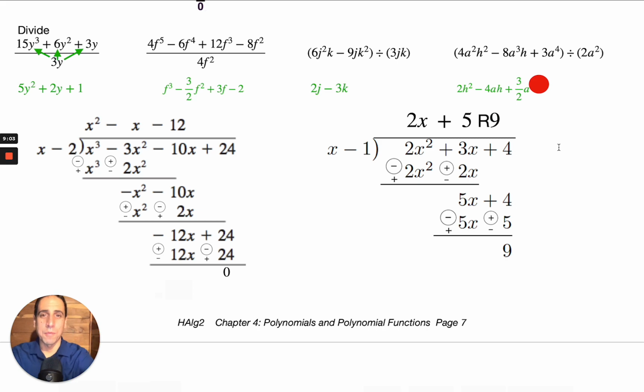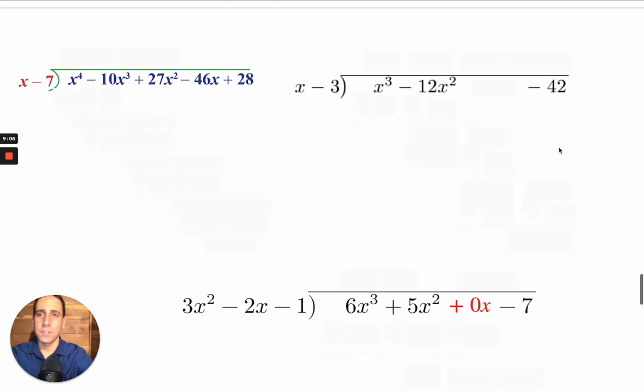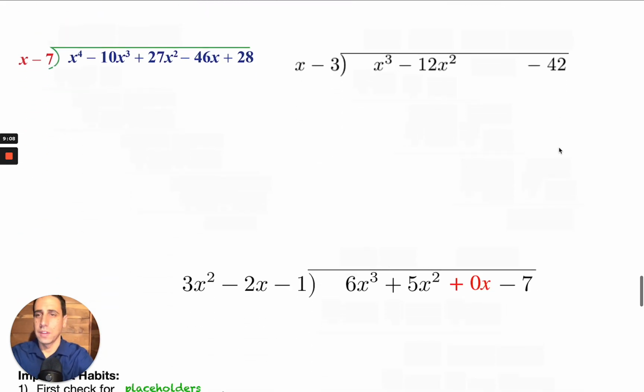So that we can just say the remainder is 9. Let's do it again. So x to the 4th divided by x is x cubed, and then x cubed times x is x to the 4th, and x cubed times minus 7 is minus 7x.